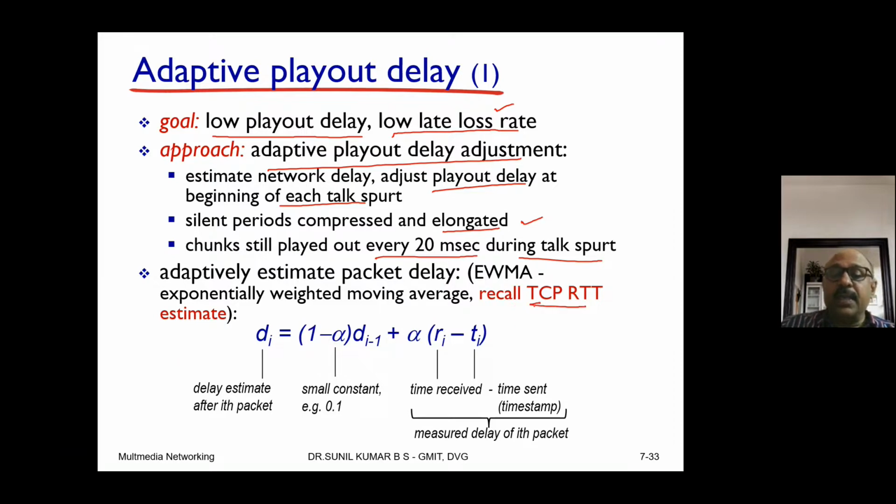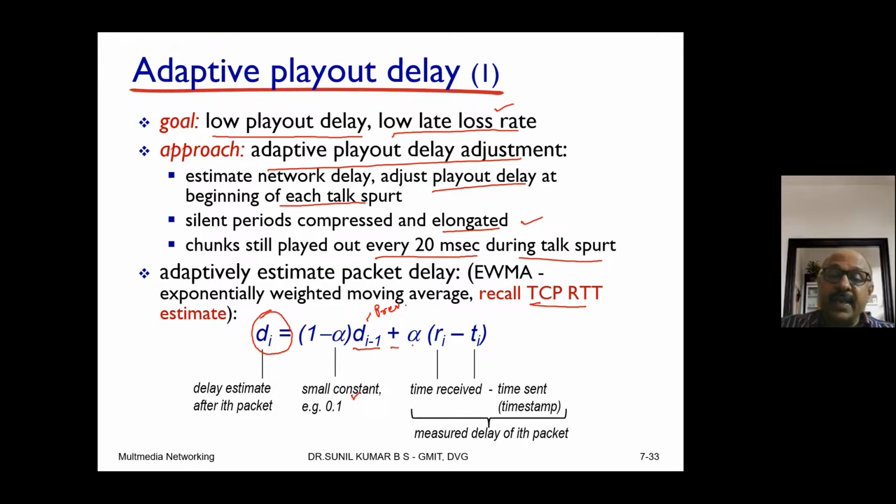The same kind of equation is required when we are calculating the TCP round trip time. Round trip time estimation also goes with a similar kind of equation. Here, the estimated delay for the ith packet is calculated as 1 minus alpha, where alpha is a small constant, multiplied by d of i minus 1. This is the delay of the previous packet or chunk. We are considering the previous packet's experience in the network, and hence we are able to estimate the current packet.